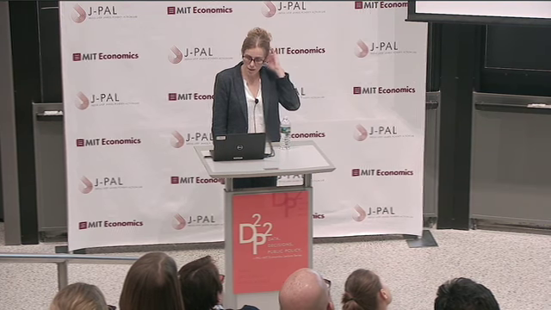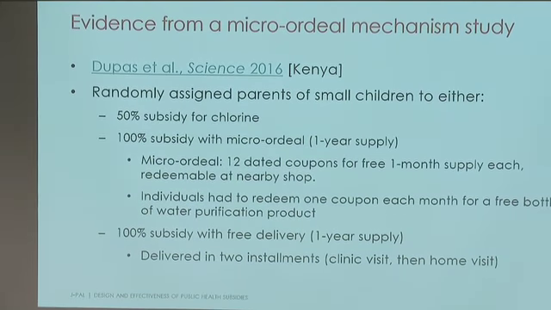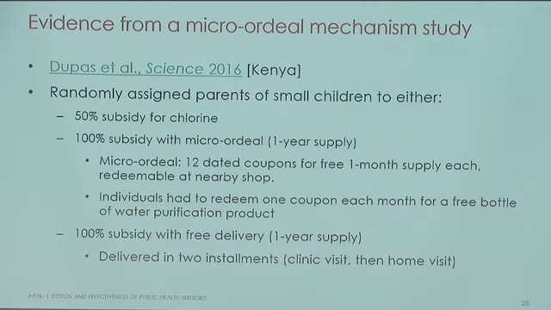And so in this study that we published in Science recently with collaborators, we compared different ways of setting up a subsidy for chlorine. We had a 50% subsidy for chlorine that you saw on the previous graph. We had 100% subsidy with free delivery. And then we had this intermediate thing, which was 100% subsidy, but with this micro-ordeal. And practically, it's much simpler than it sounds.